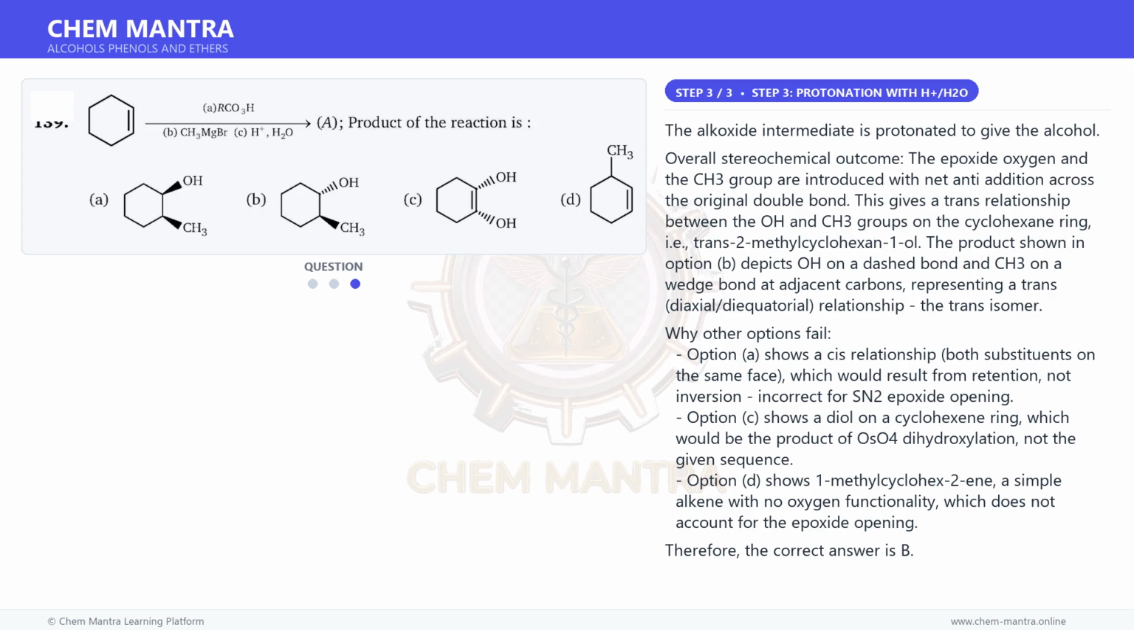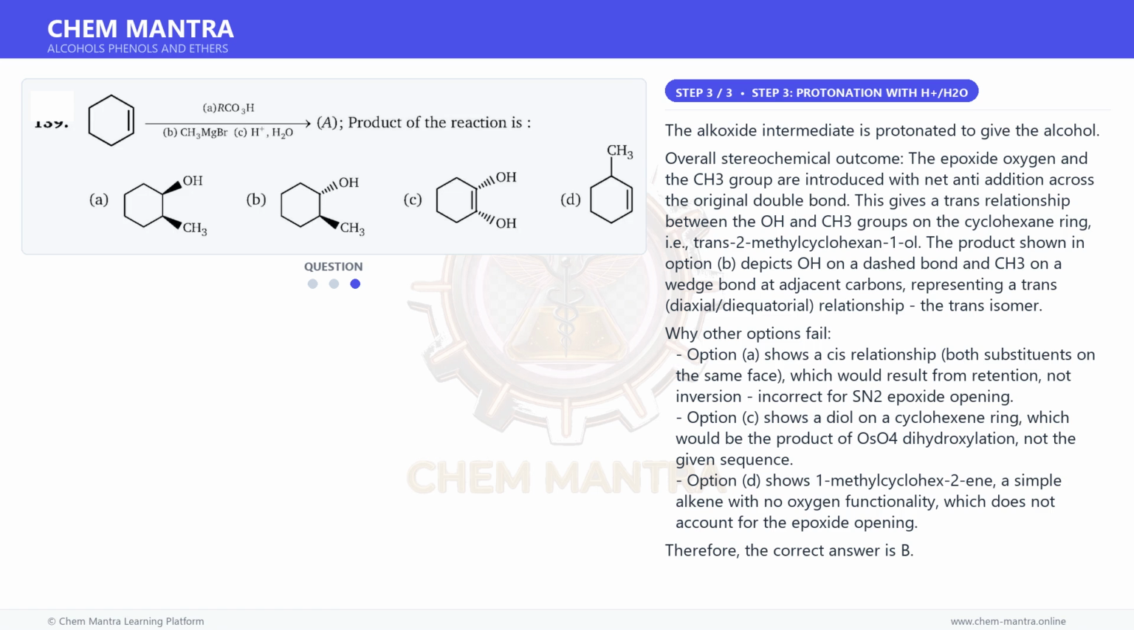And for the final step, the alkoxide intermediate is protonated to give the alcohol. Overall stereochemical outcome: the epoxide oxygen and the CH3 group are introduced with net anti-addition across the original double bond. This gives a trans relationship between the O and CH3 groups on the cyclohexane ring, i.e., trans-2-methylcyclohexan-1-ol.